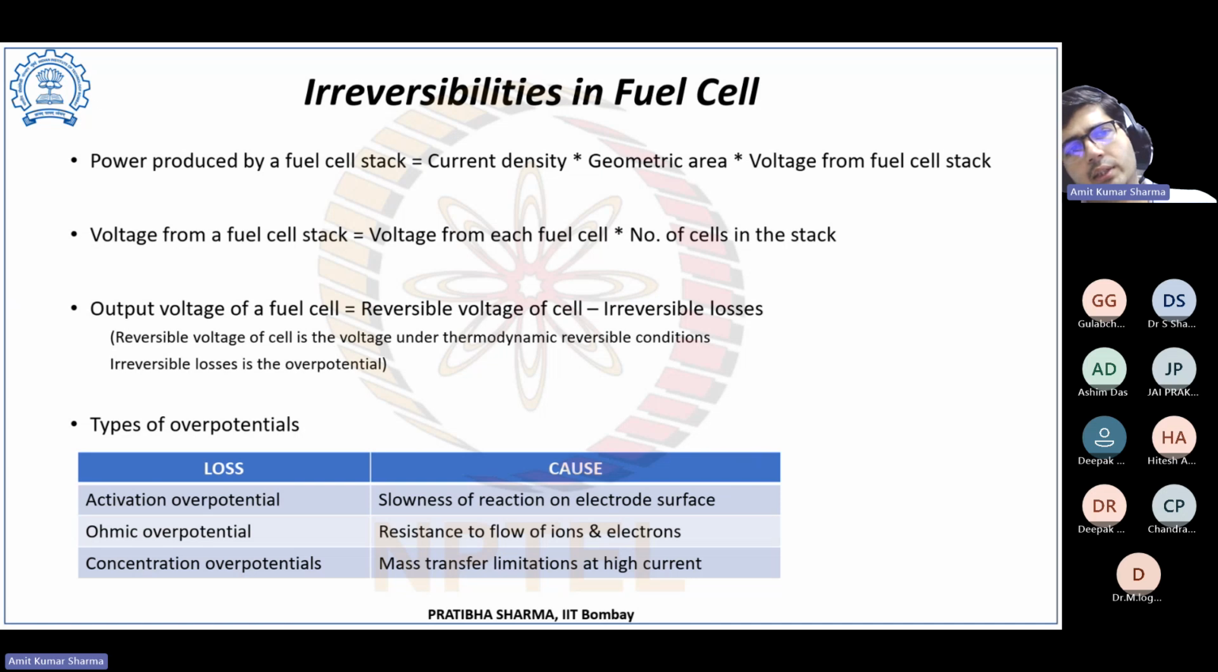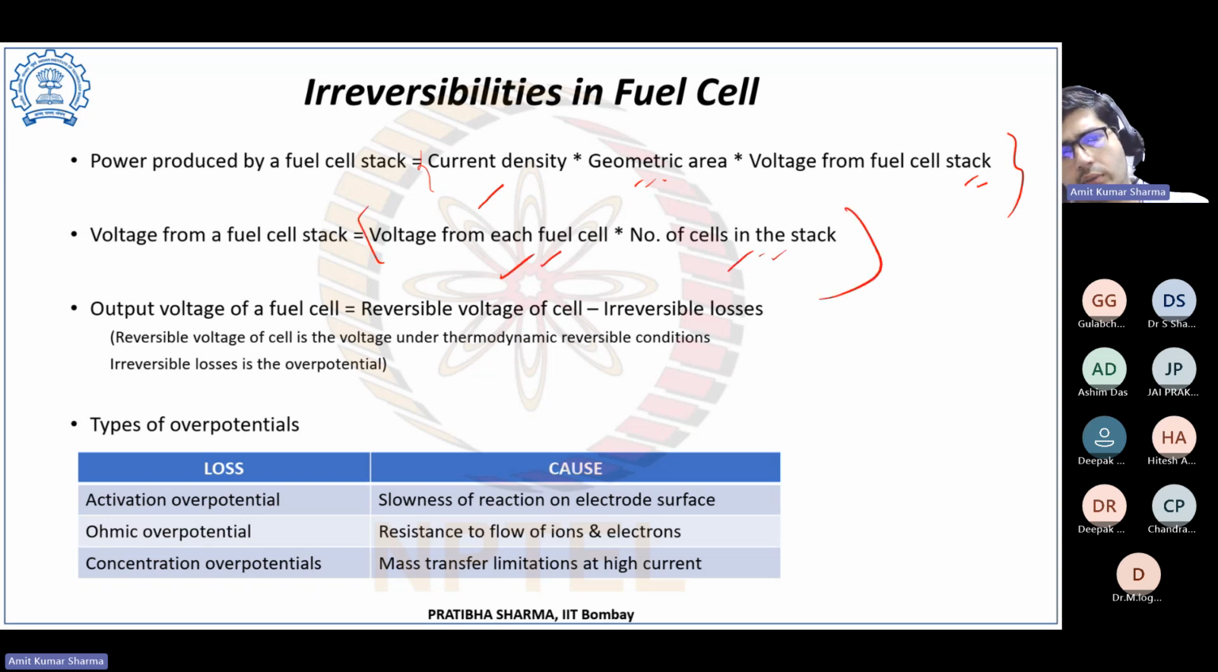Now the irreversibilities in fuel cell. Power produced by a fuel cell stack is represented by the current density multiplied by geometric area multiplied by voltage from the fuel cell stack. So by this you can calculate the power. Voltage from a fuel cell stack is the voltage from each fuel cell times the number of cells in the stack.